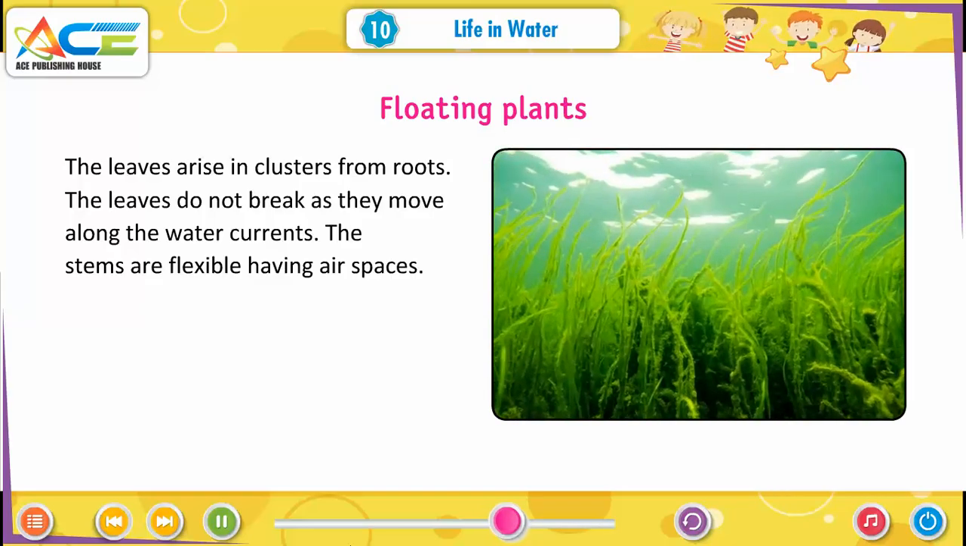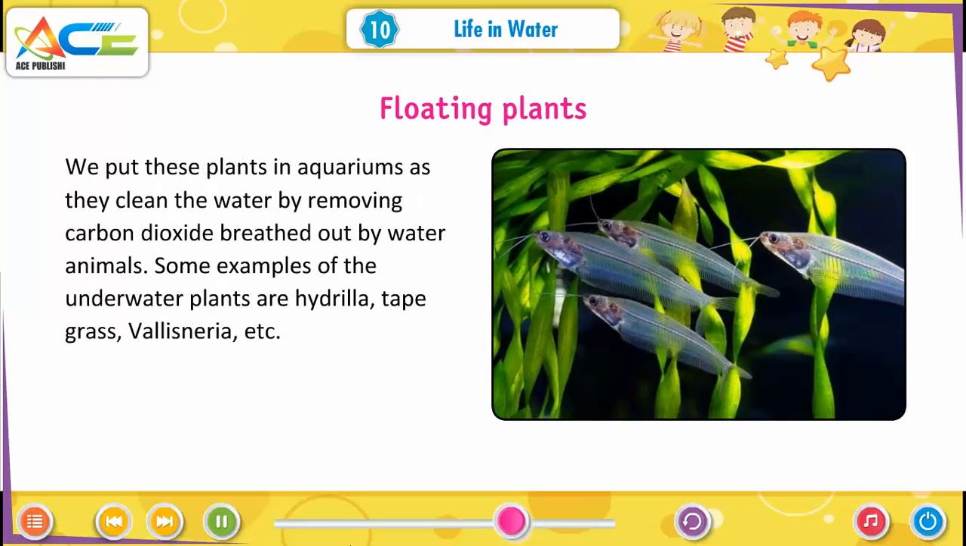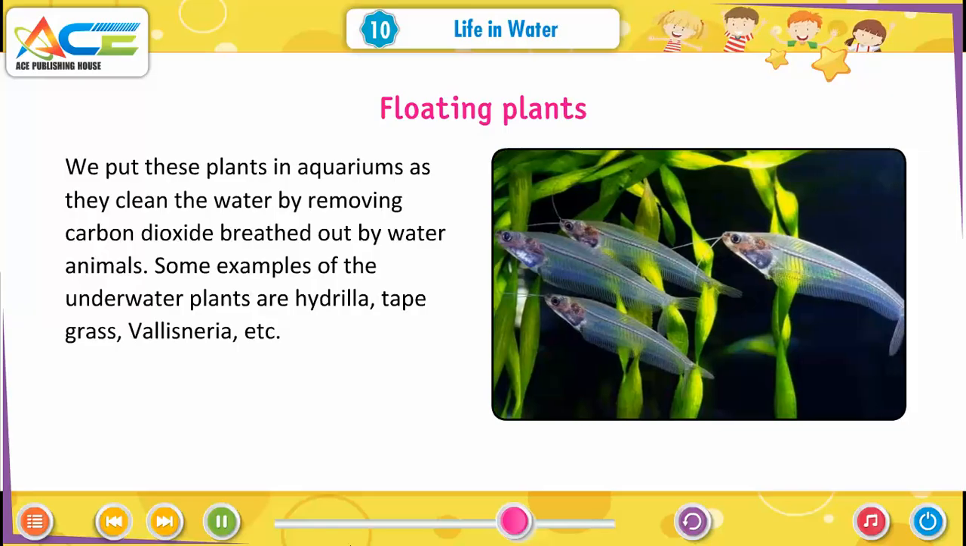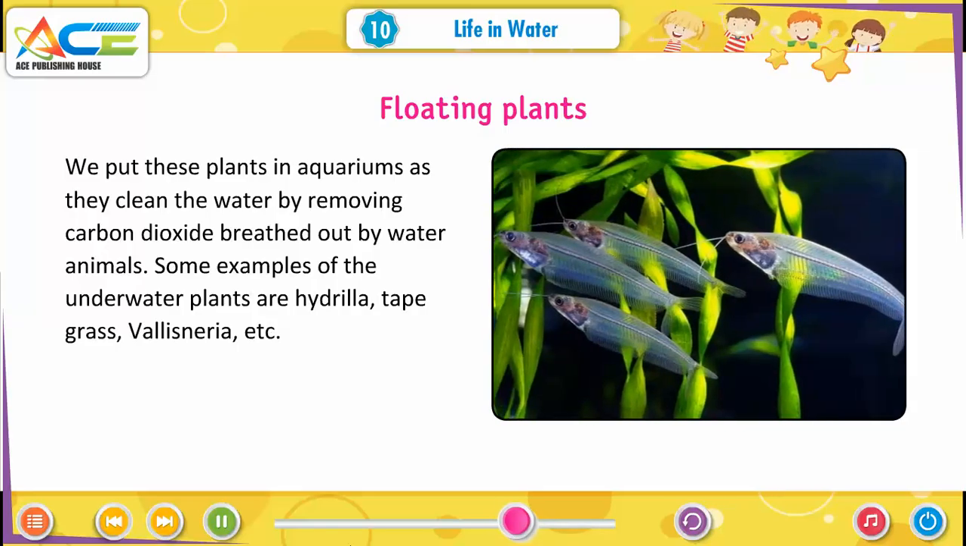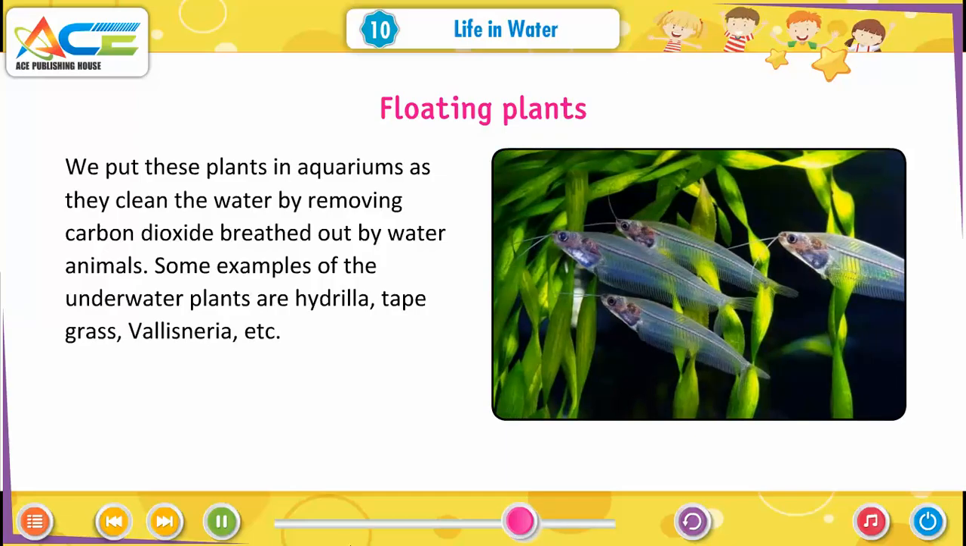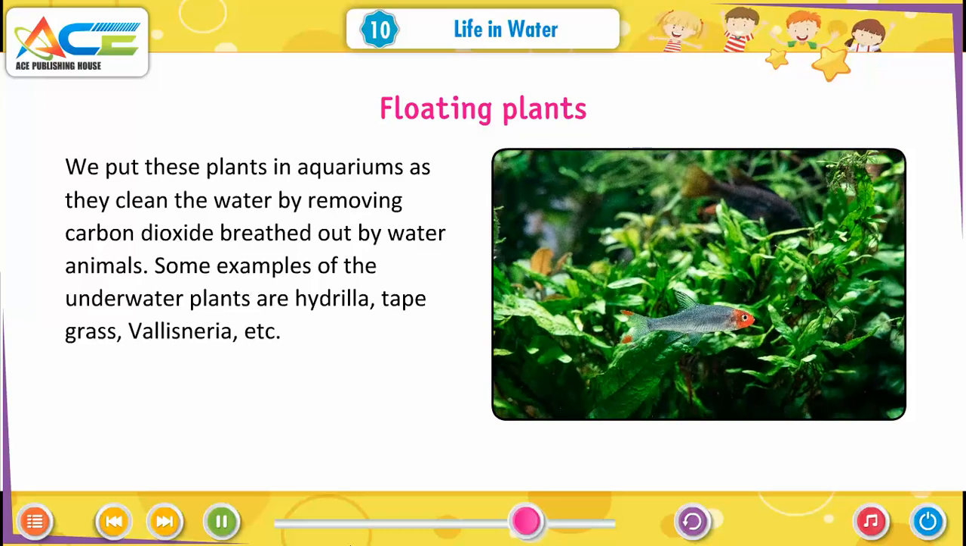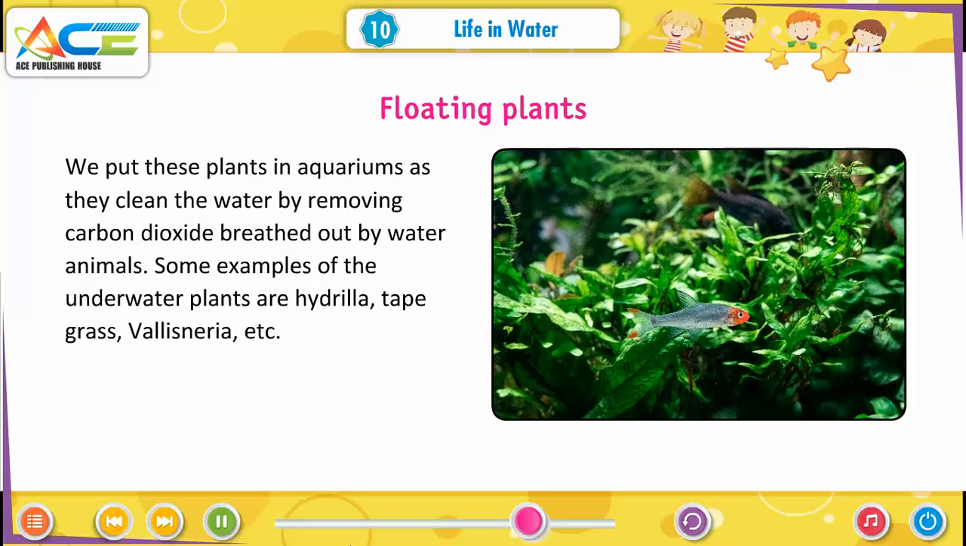The stems are flexible, having air spaces. We put these plants in aquariums as they clean the water by removing carbon dioxide breathed out by water animals. Some examples of the underwater plants are hydrilla, tape grass, vallisneria, etc.